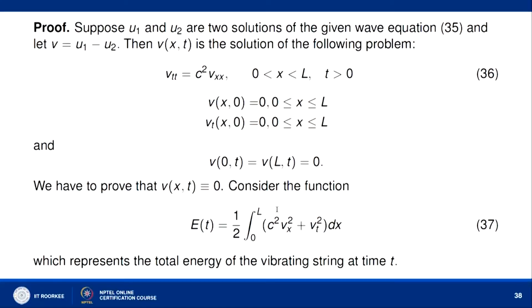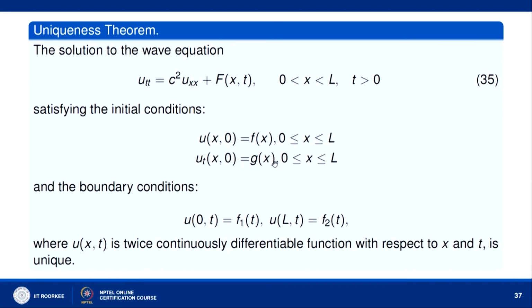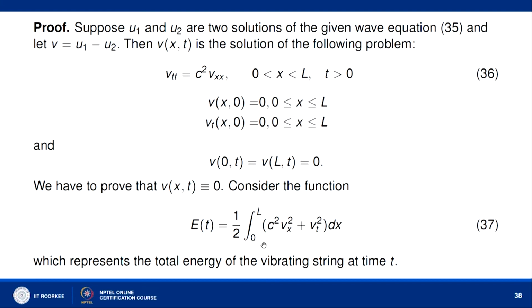Here suppose u1 and u2 are two solutions of the given wave equation 35 and satisfying these initial and boundary conditions. Then suppose that we have two solutions, and now we want to show that these two solutions are identically the same. So, let us assume that v is equal to u1 minus u2. Then this function v is a solution of the following problem: vtt equal to c square vxx, x lying between 0 to l, t greater than 0, v(x,0) equal to 0, vt(x,0) equal to 0, and v(0,t) and v(l,t) coming out to be 0.